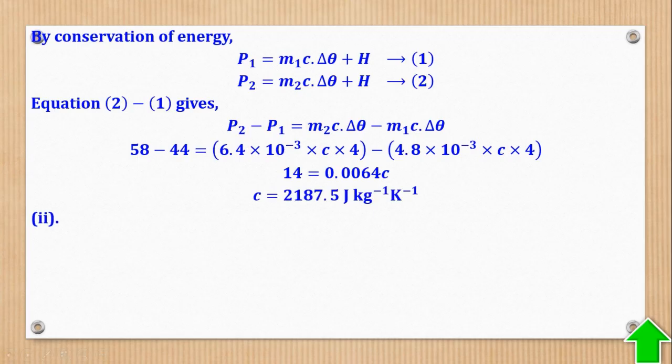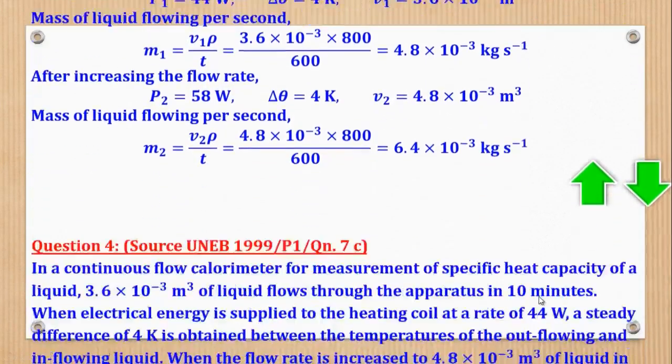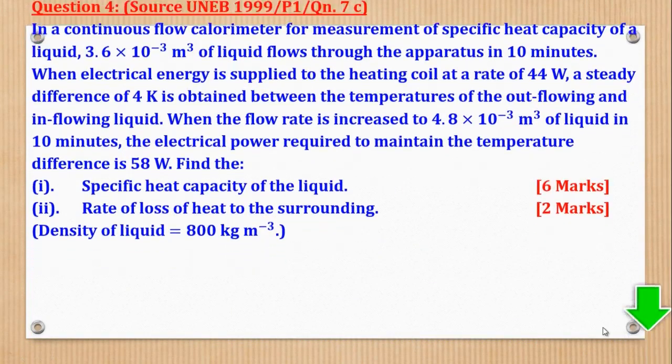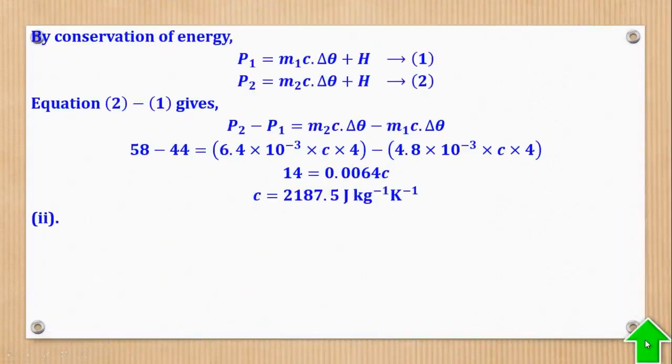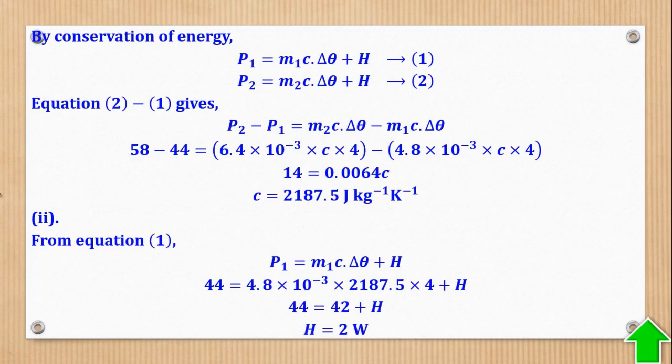For Roman 2, they want the rate of heat loss to the surrounding. So I use any of the two equations. So if I use equation 1, quote it, substitute, and simplify and make H the subject, and that's what they wanted.